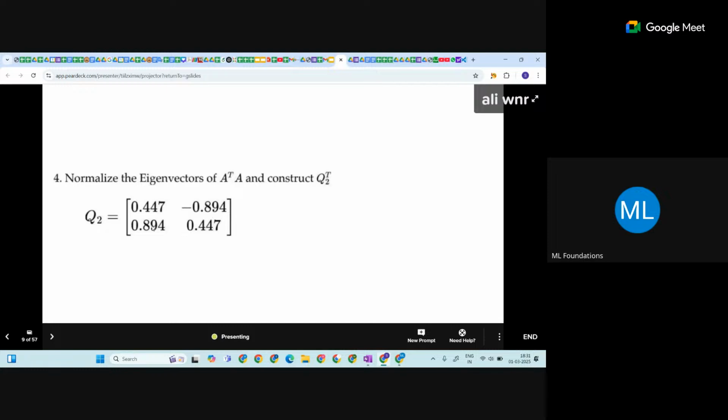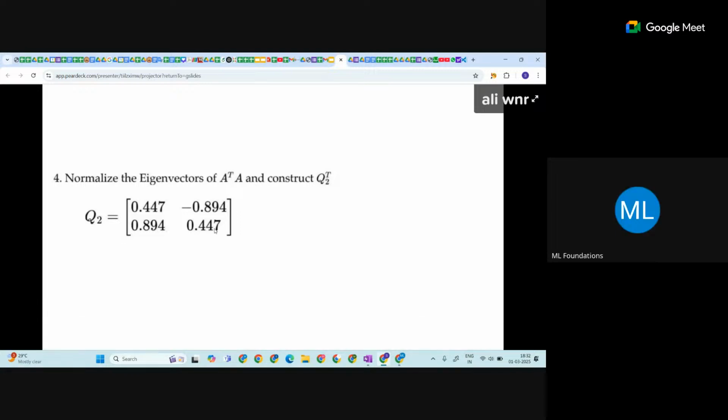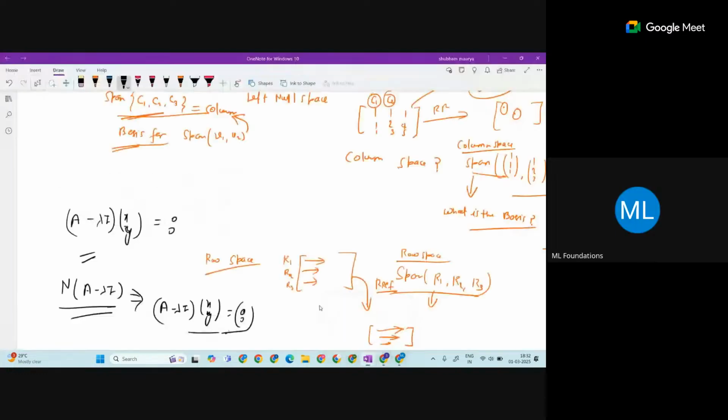So I just wrote the eigenvectors. This is the first eigenvector, this is the second eigenvector. Only the normalized portion is this. Normalized one, in the decimal form. Okay, this is what you see. We got it. Okay.